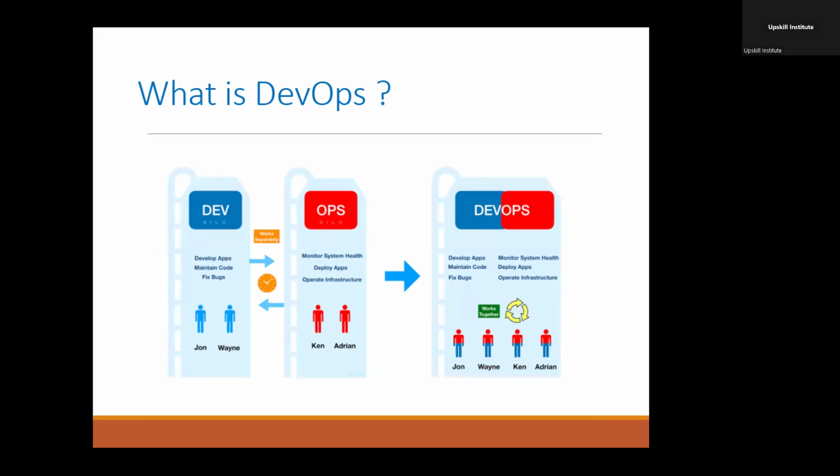You can see the first scene shows John and Van. They are from the development team, so their role is to develop apps, maintain code, and fix the bugs. And then there is the operation team, who are responsible for monitoring system health, deploying applications, and operating infrastructure. So now the industry came with a solution: merging both the teams, and they gave it the name DevOps.